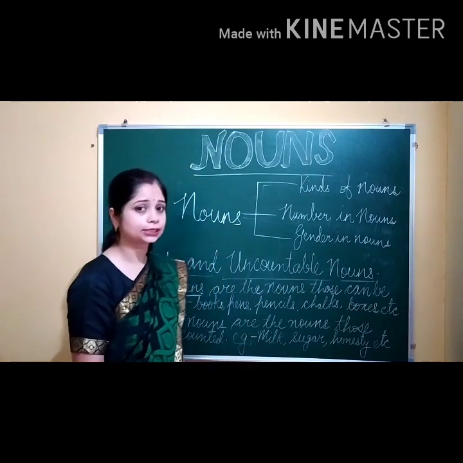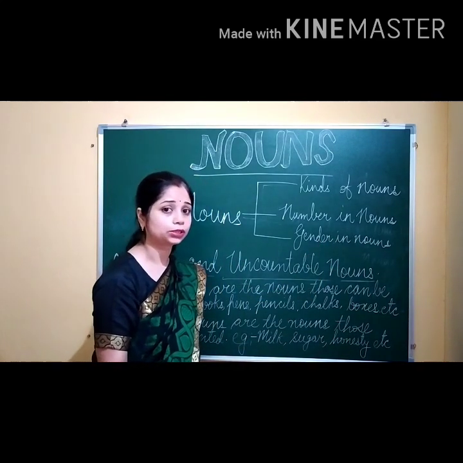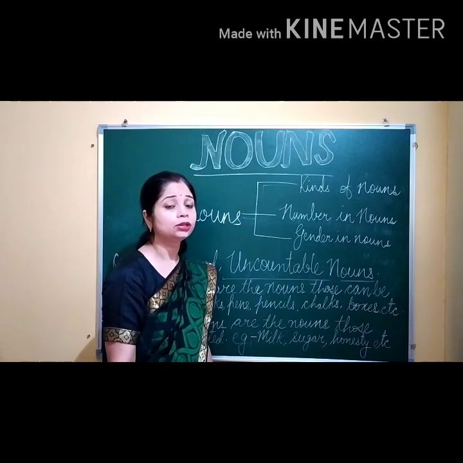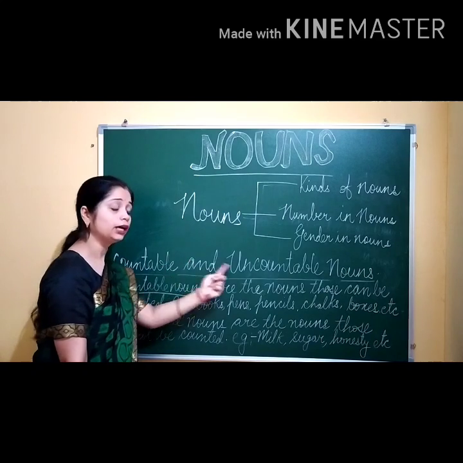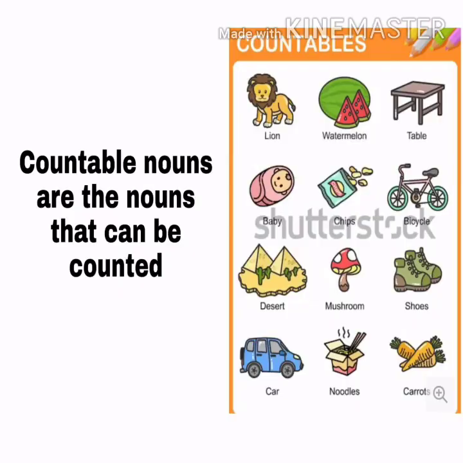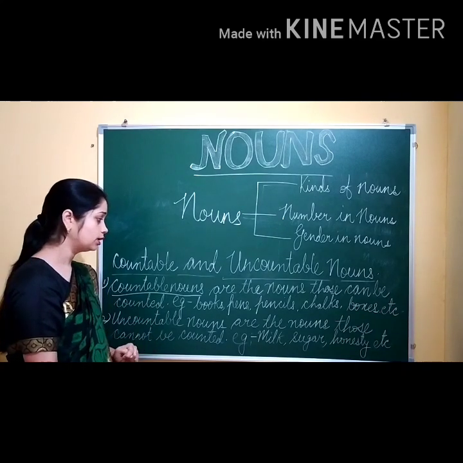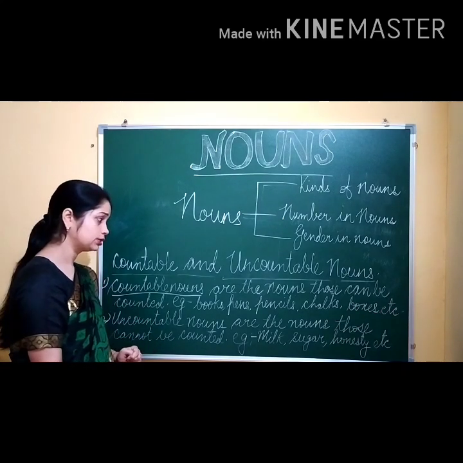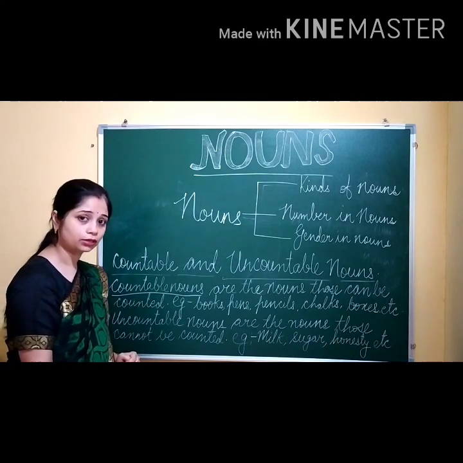But before we discuss these 2 concepts, let's discuss one more important concept related to nouns. What are these? Countable and uncountable nouns. Countable nouns are the nouns that can be counted. For example, books, pens, pencils, chalks, boxes, etc.